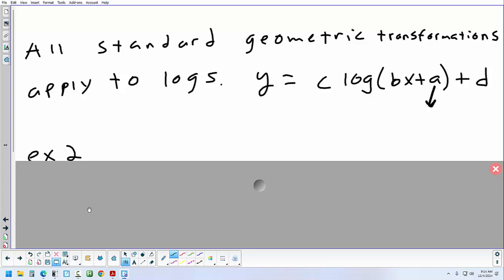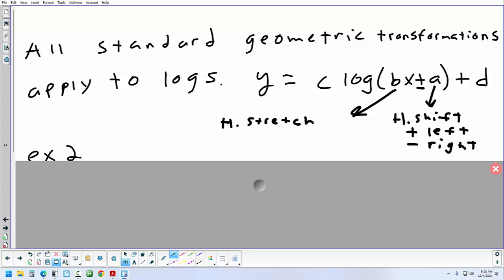Yep. Now, one's a stretch, one's a shift. Let's start with A. When you add or subtract, is that the horizontal stretch or the horizontal shift? That's the horizontal shift. And positive would move it to the left, and negative to the right. All right. So A is the horizontal shift. What about B? That's the horizontal stretch.